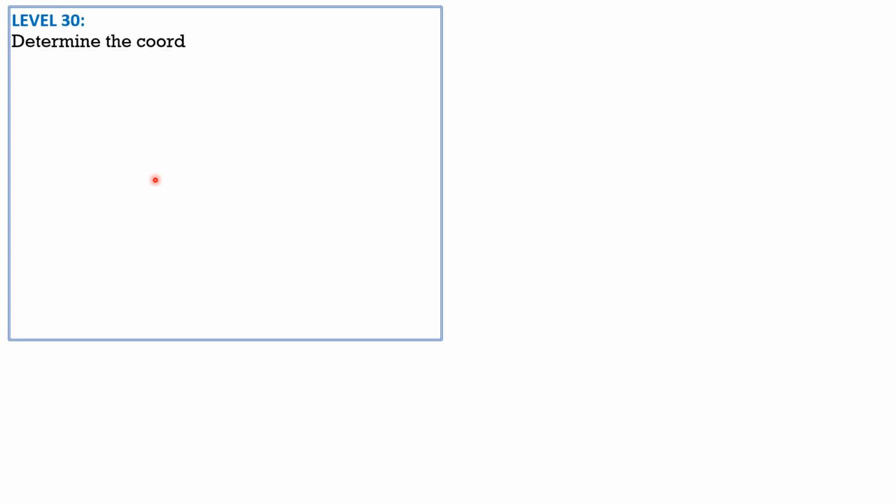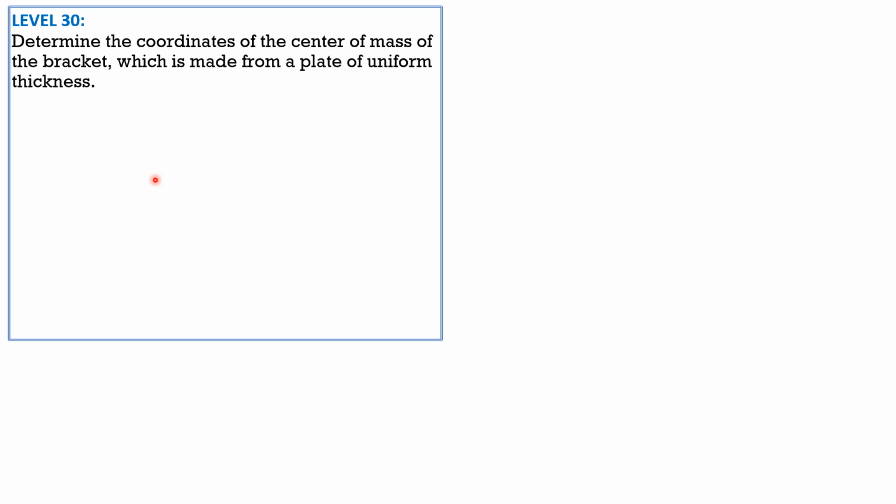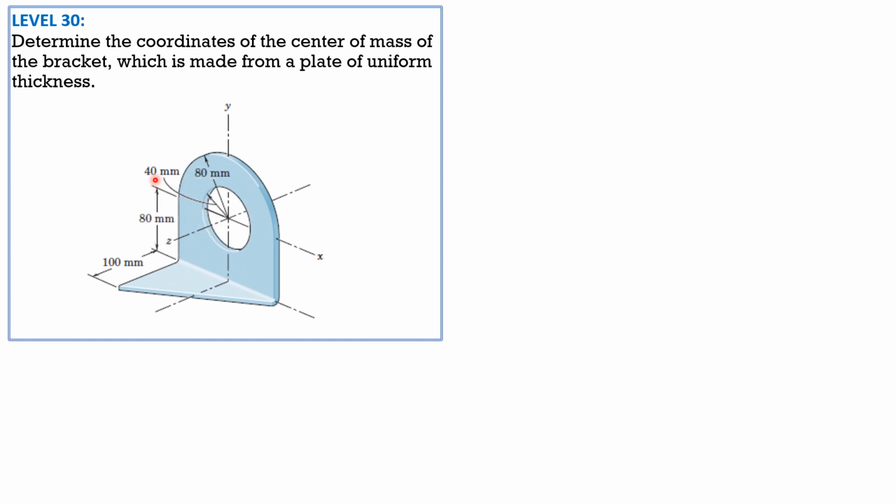For level 30 problem, determine the coordinates of the center of mass of the bracket, which is made from a plate of uniform thickness. So take note that this is the origin, X, Y, and Z. So let's tabulate the result for the solution. Call this element 1, element 2, this rectangular plate, element 3, this semicircular plate, and element 4 to be removed, this circular area.